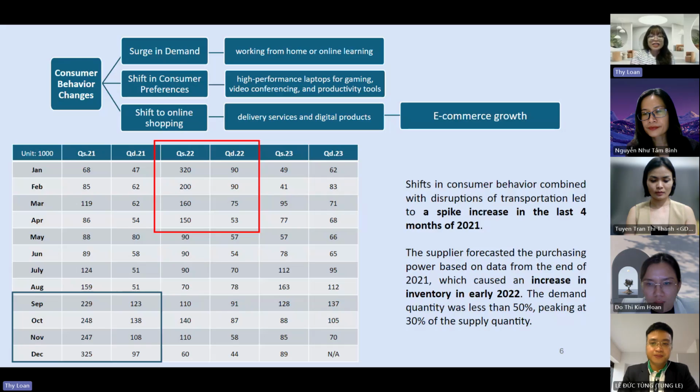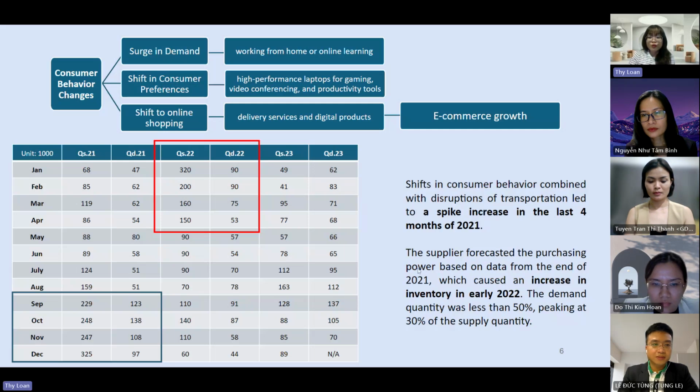accessories. The shift in consumer behavior combined with disruptions of transport stations led to a spike increase in the last 4 months of 2021. The supplier forecasted the purchasing power based on the data from the end of 2021, which caused an increase in inventory in early 2022. The demand quantity was less than 50%, peaking at 30% of supply quantity.